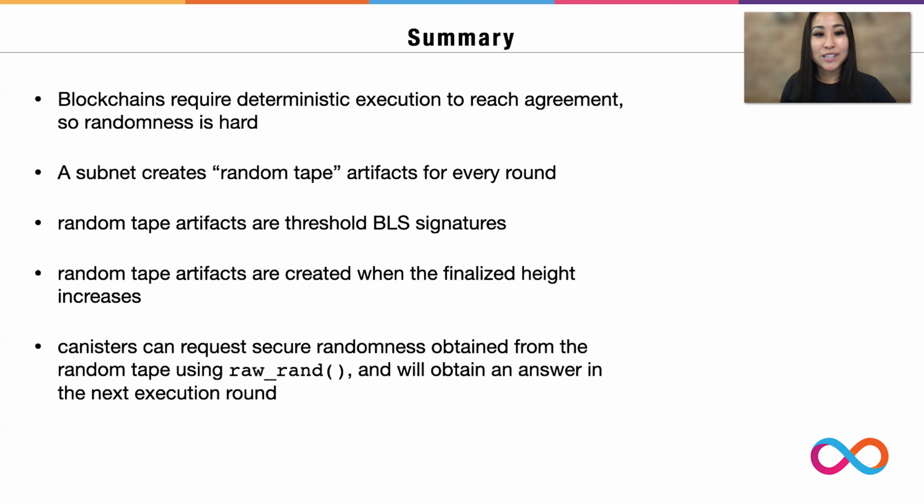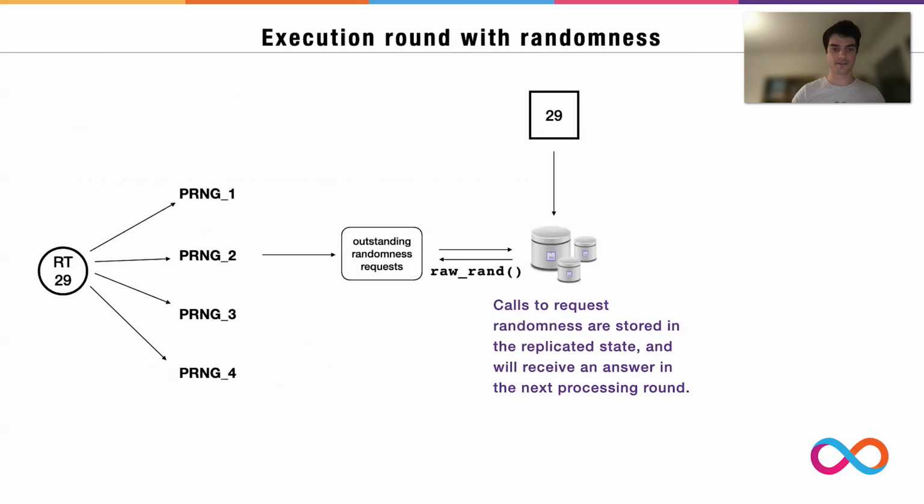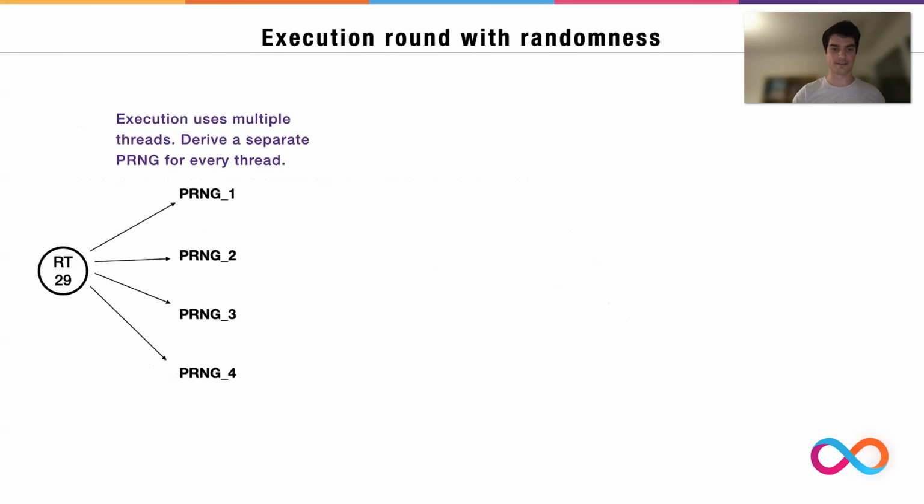Great, thank you, Manu. So next question, in the step where the random tape is used to generate PRNGs on the replicas, how do the replicas all agree on the generated random number? Okay, yeah, that's a good question. So you're talking about this slide basically, right?